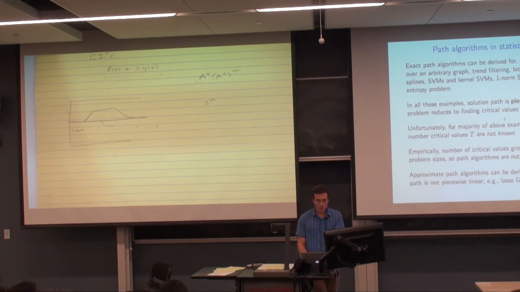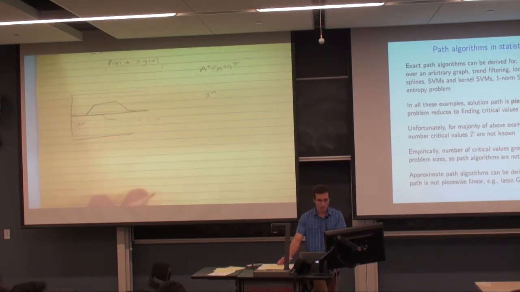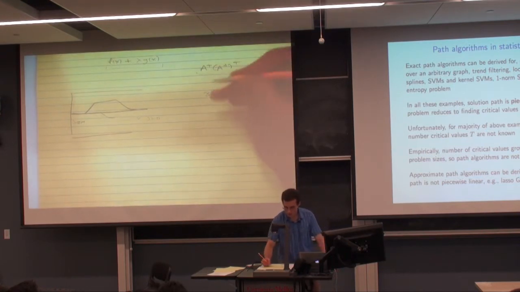So in all these problems, critical value means a value of lambda at which the solution changes in terms of the piecewise linear structure. All these examples are piecewise linear with respect to lambda. So a critical value is just a value of lambda at one of the kinks of that piecewise linear path. No, that's a good question.